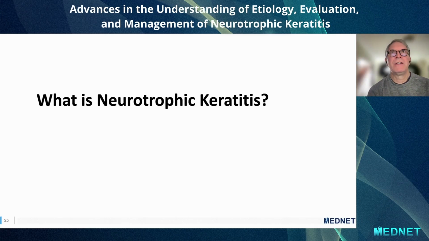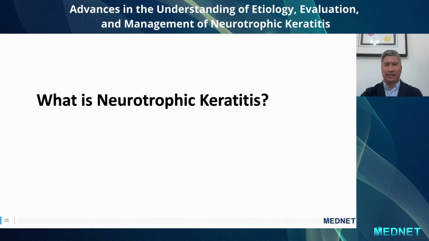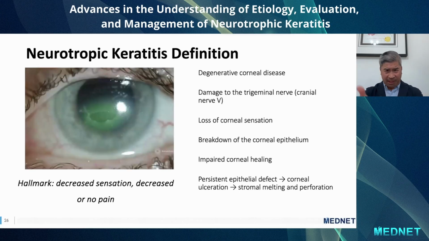I think the definition is a patient that has reduced or absent corneal sensitivity with corneal findings, just as you've shown with this patient. Yeah, and so telling those patients, looking at the definition here, decreased sensation, decreased or no pain, that this patient has. Here we can see a patient with stage 2 NK where we're having that defect.